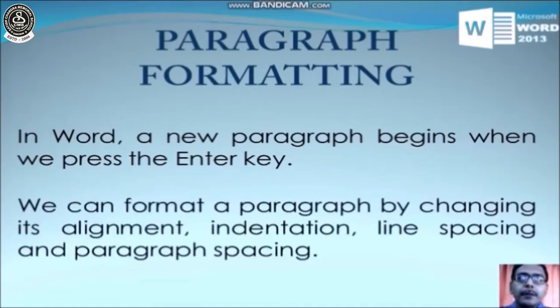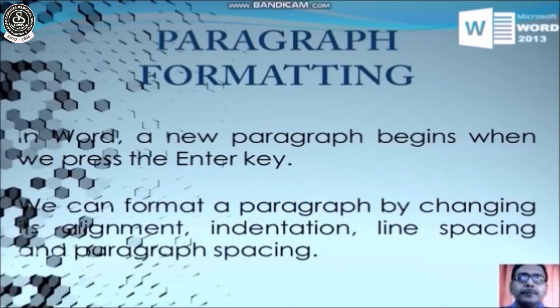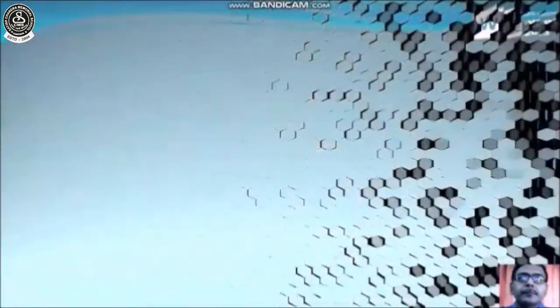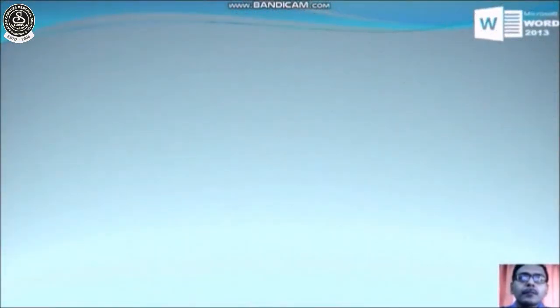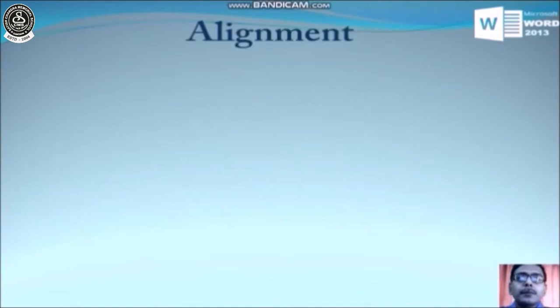We can format a paragraph by changing its alignment, indentation, line spacing and paragraph spacing. So these are the different types of formatting we can have in a paragraph. So let's see. The first type of paragraph formatting is alignment. So what is that?